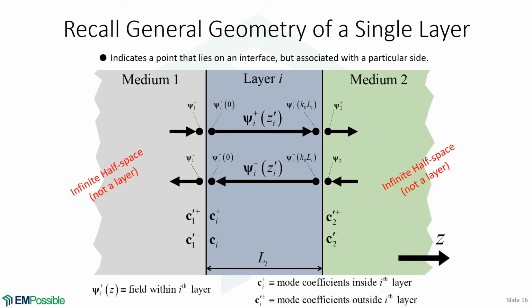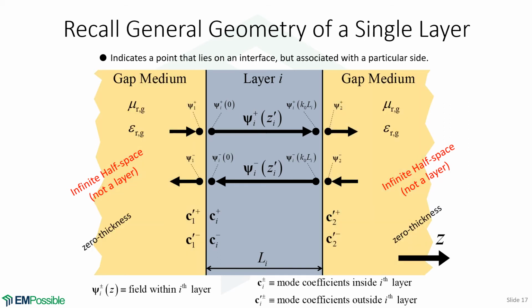So let's remember how we set up our general problem. We only have a simple change if we want to change this over to our new and improved scattering matrices. We simply replace medium 1 and medium 2 with the same gap medium. It's important to note that this is the same medium on either side. That's what gives it its symmetry. Otherwise, it's really the same setup as we had before, but with this symmetry.